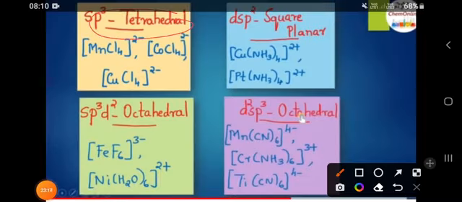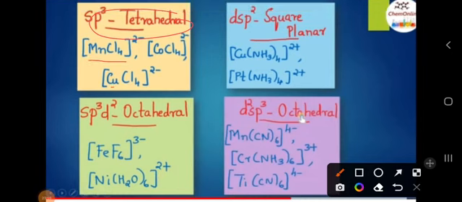For sp3 we are going to get MnCl4, CuCl4, CoCl4. These are the examples, and also NiCl4. And for square planar we are going to get the example CuPt. And for octahedral outer orbital complexes we get FeF6, Ni(H2O)6. And for octahedral inner orbital complexes, these are the examples.